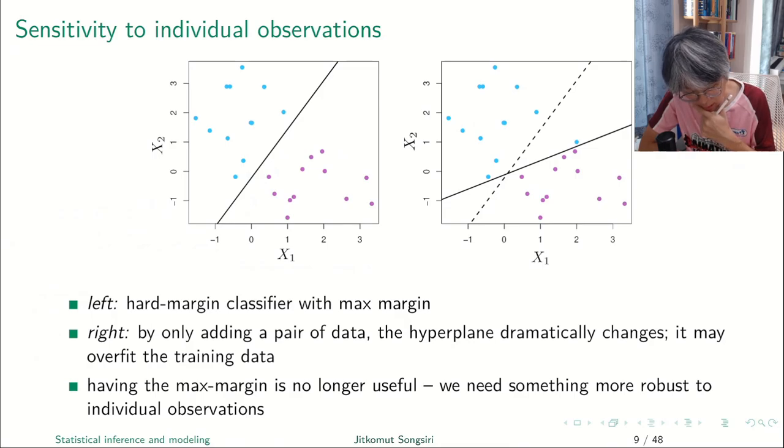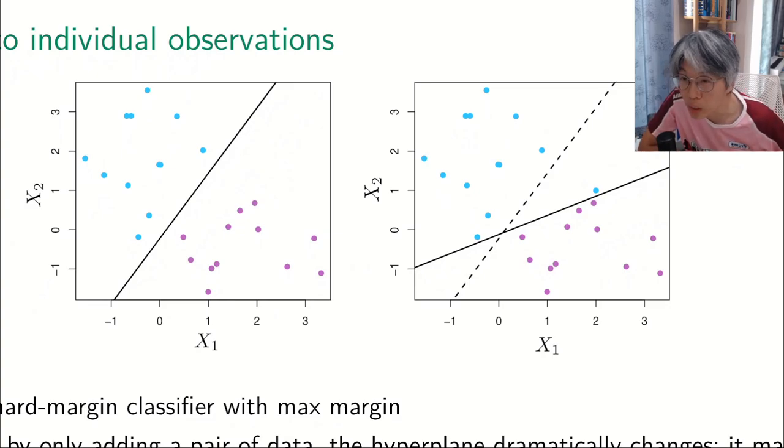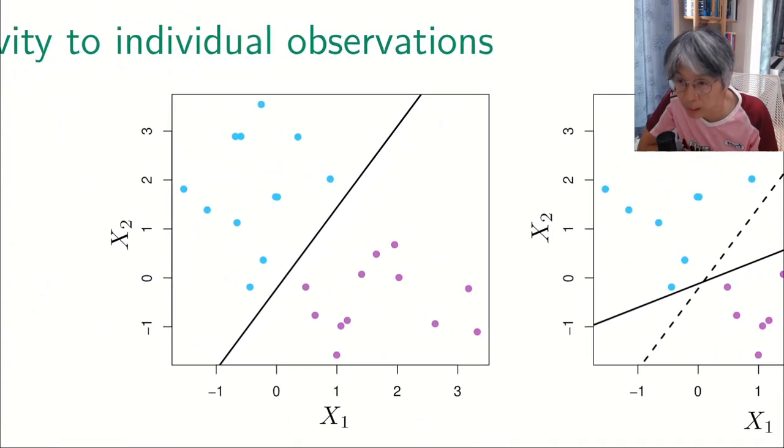When we solve the hard margin classifier, there's a problem we can see: it is very sensitive to individual observations. If you take a look at these two graphs, these two figures only differ by one data point. I'm not sure if you see the difference. On the right figure, there is an additional blue data point that belongs to the blue class. From the first figure, it makes sense that these two classes are separable, and the black line is the optimal linear classifier.